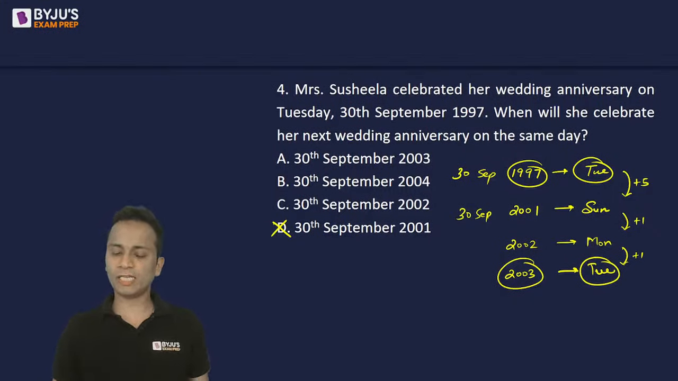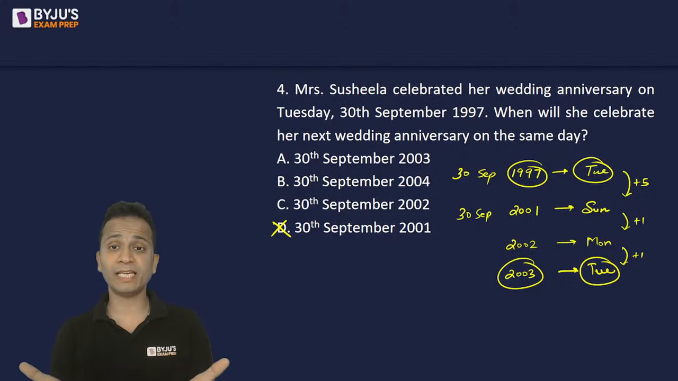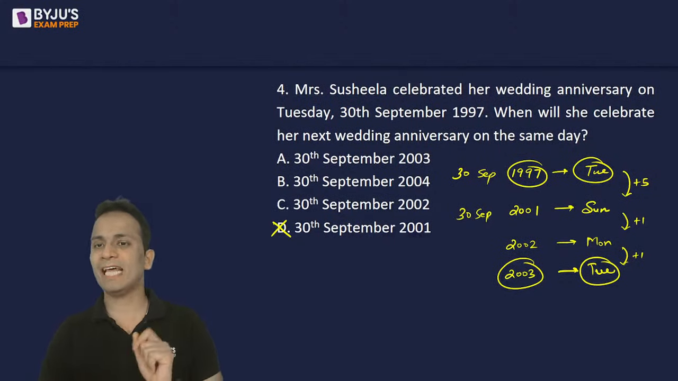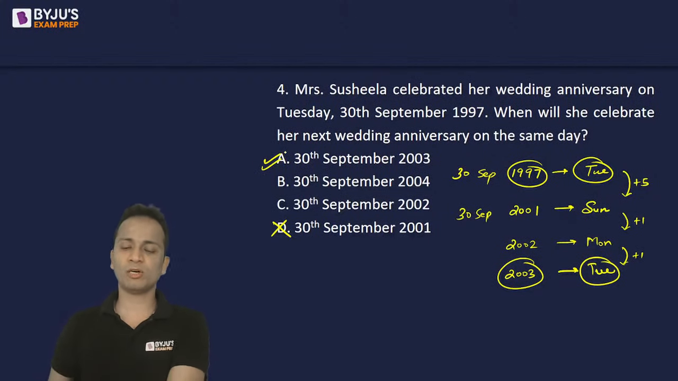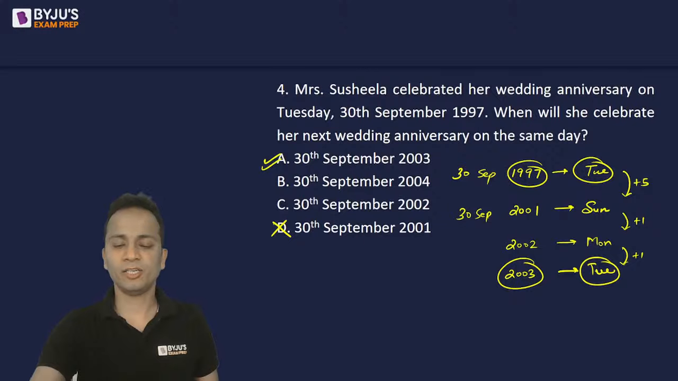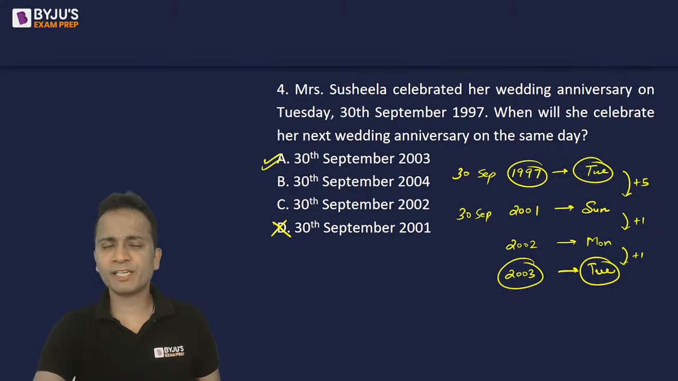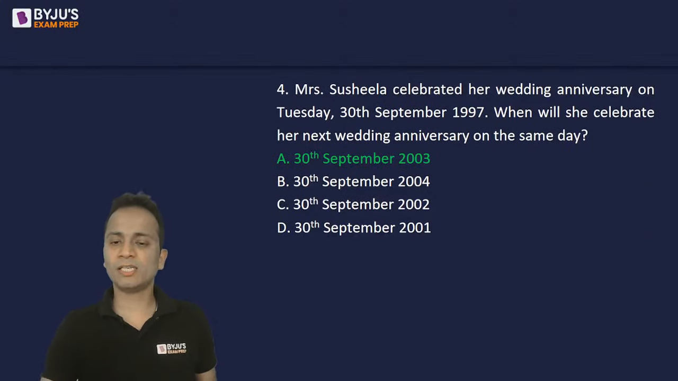Okay. So 30th September 2003 will again be a Tuesday. And this is the date when she will celebrate her next wedding anniversary on the same day, that is a Tuesday. So the correct answer should be 30th September 2003, option A. All right. Students who have given a different answer, I hope they have understood what mistake they have made. So answer is option A.